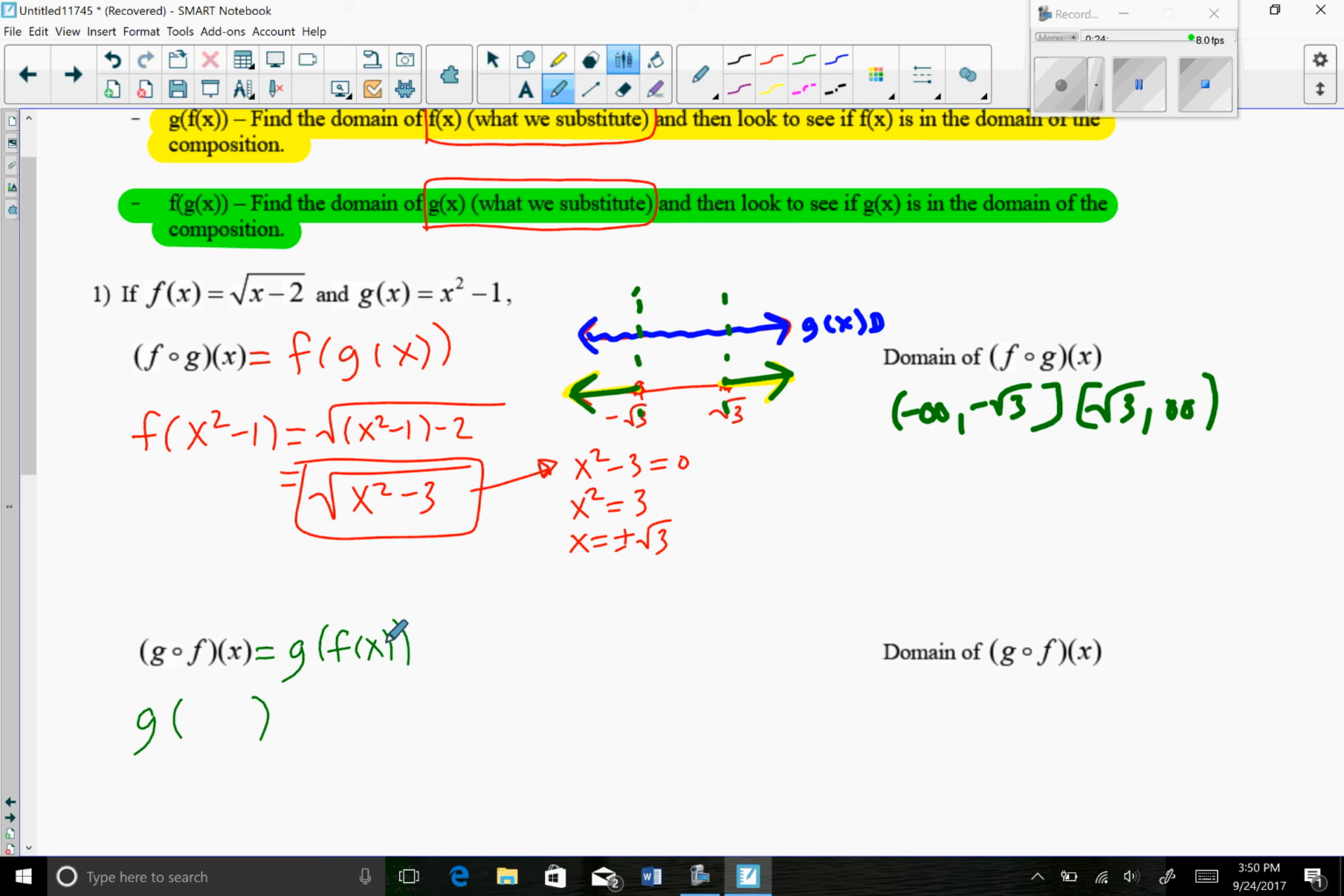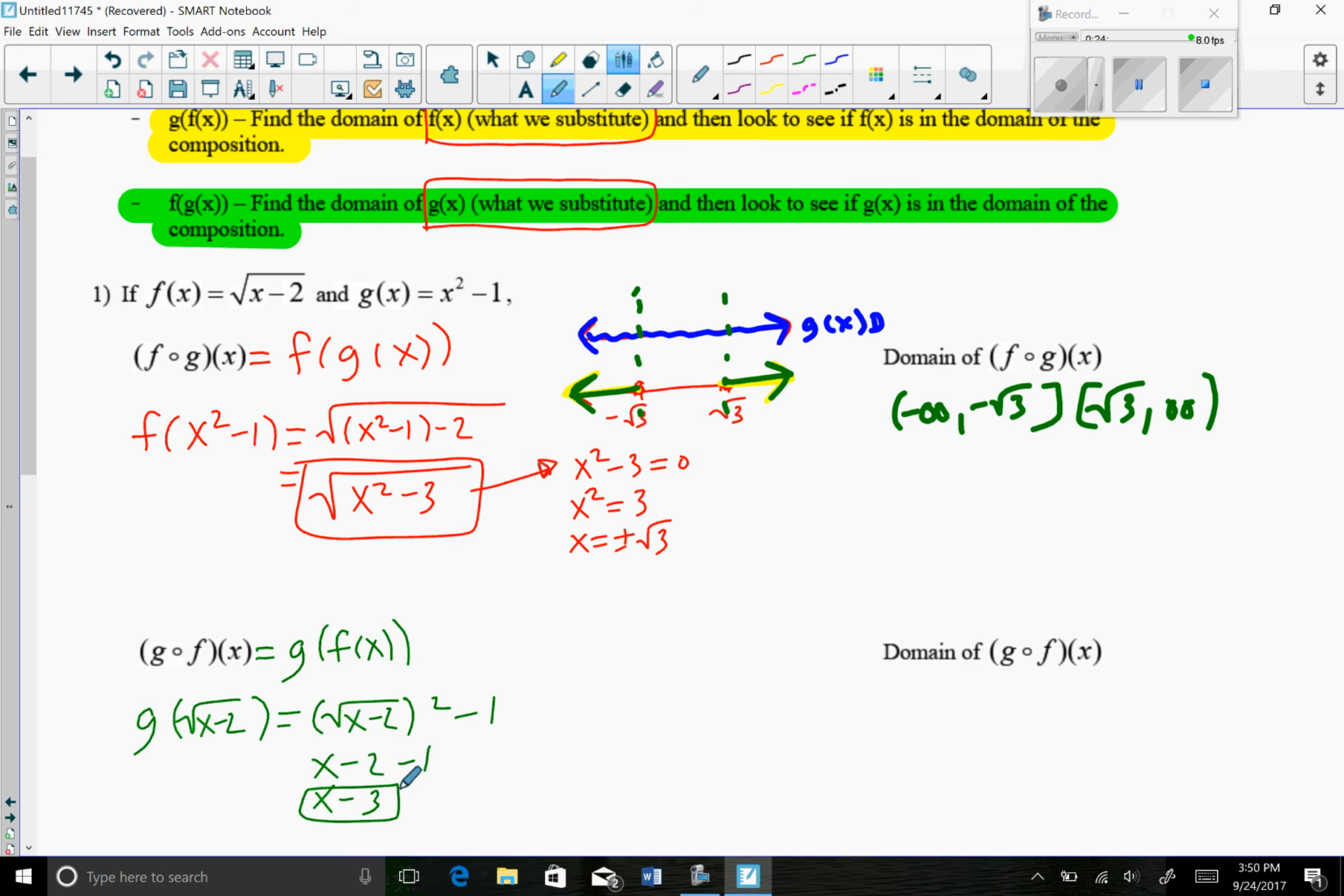So we have g parentheses. So what is f of x equal to? If you go back up here, you can see f of x is equal to x root x minus 2. So I'm plugging that into this g function for x. So we have parentheses squared minus 1. So this goes inside the parentheses, root x minus 2. Notice I'm squaring a root, so that goes away, and I get x minus 2 minus 1. So then this becomes x minus 3. So that is my composition answer.